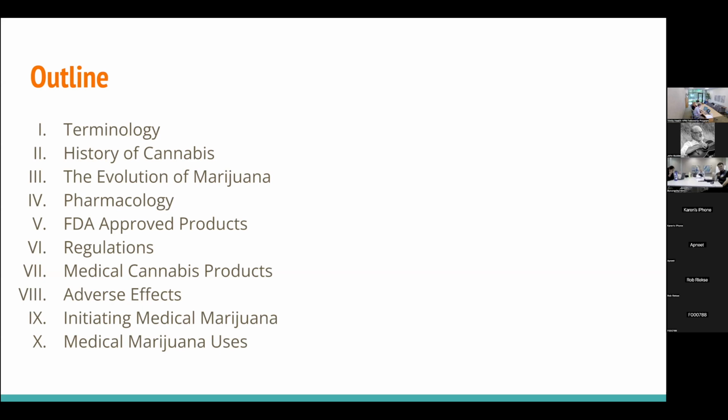This is just a brief outline of what we're going to cover today. We'll talk about different terminology in regards to marijuana, the history and evolution of cannabis over time, some pharmacology, what products are FDA approved, regulations regarding medical cannabis products, some adverse effects, and initiating marijuana. There's a couple different protocols you can use for this and when you can consider using it for patients.